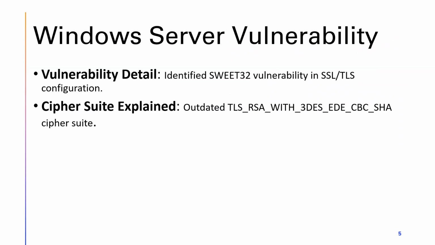Now for the Windows Server vulnerability. The vulnerability details: we identified a Sweet32 vulnerability in the SSL and TLS configuration. The cipher suite explained is an outdated TLS_RSA_WITH_3DES_EDE_CBC_SHA cipher suite. Now that is a lot of words, and really what that means is there was a vulnerability that allowed us, with an outdated cipher suite, to be able to attack using the Sweet32 vulnerability. Though the Sweet32 vulnerability is important, we'll go into remediation steps later in the slides of what we can do to make sure that doesn't happen.